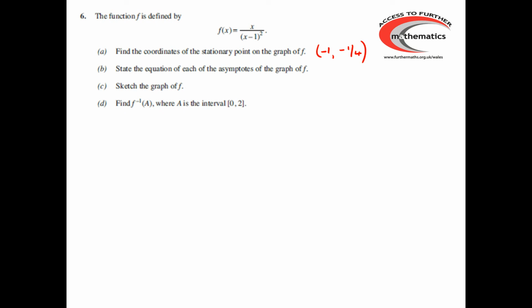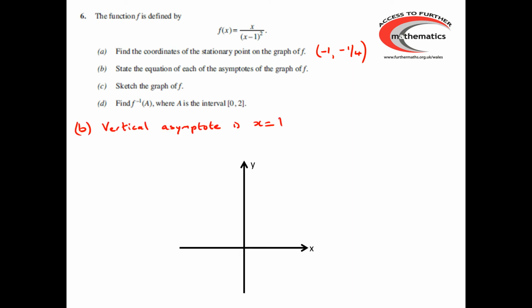So it now wants to know the equation of each of the asymptotes of the graph of f. So first of all, we notice we've got a denominator of x minus 1 squared, which means that we're going to be dividing by 0 when x equals 1. So we're going to have a vertical asymptote at x equals 1. So straight away we'll put that onto our axes. So there we are, we have a vertical asymptote at x equals 1.